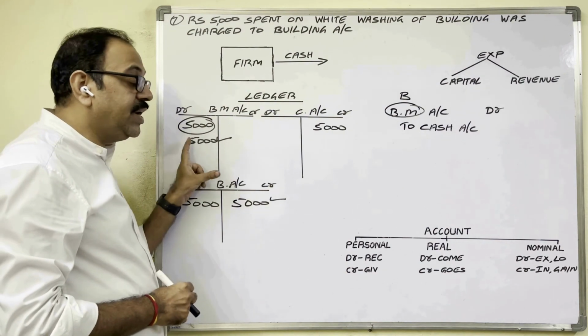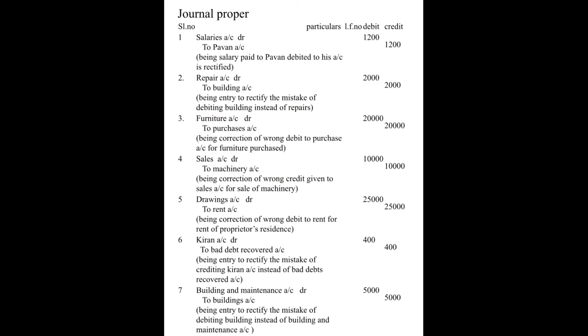Let us see how this entry appears in the journal proper. Seventh entry: building maintenance account debtor to building account, 5,000, 5,000. Narration: being entry to rectify the mistake of debiting building instead of building maintenance account.